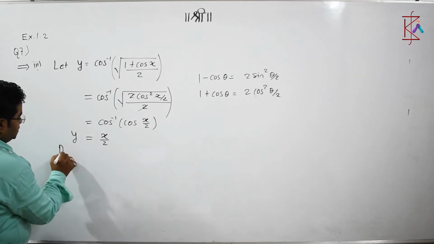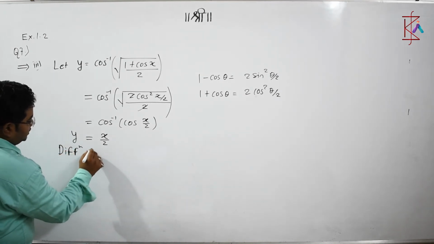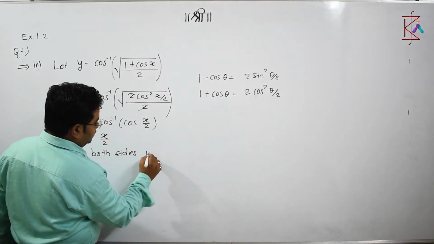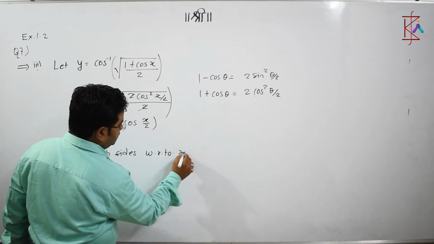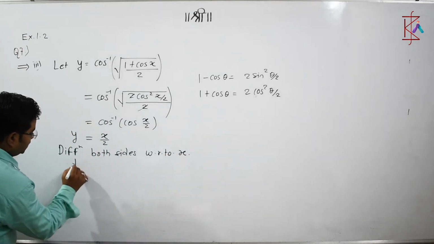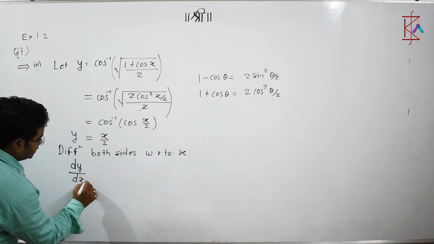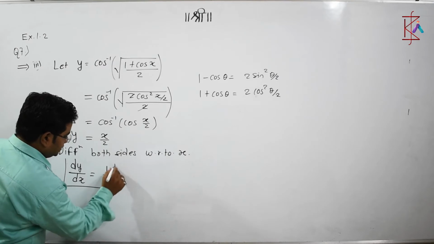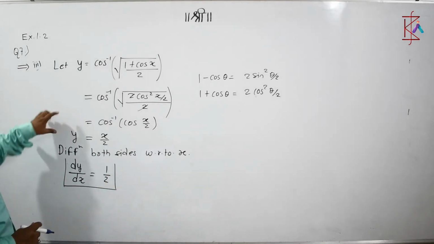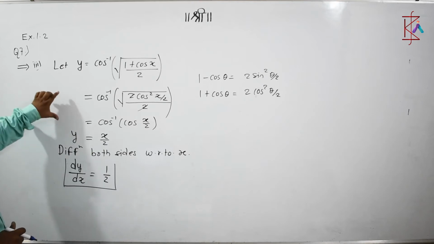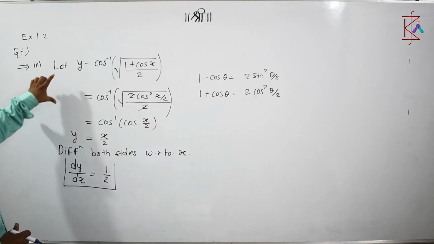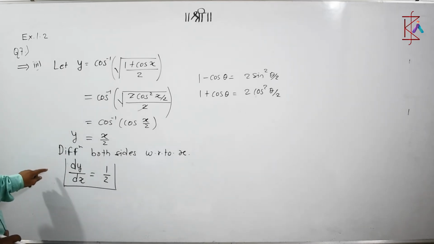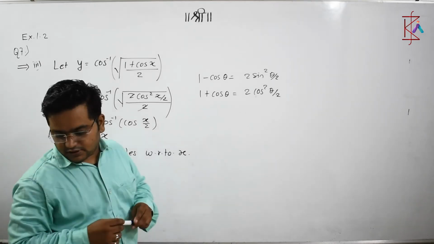So differentiating both sides, again we need to write it properly. Differentiating both sides with respect to x, what will happen? Dy upon dx is equal to 1 by 2. That's it. Okay, so you can see how this differentiation is very small and simplification takes so much time. So all next questions will require this kind of simplification, and afterwards we can simply differentiate them. Now let's move to further question.